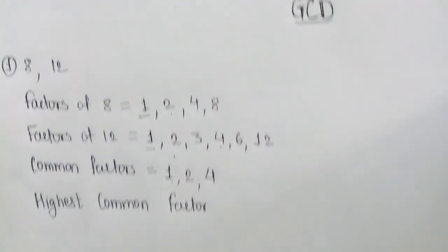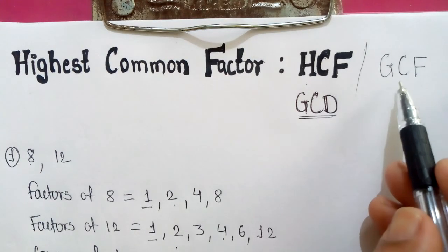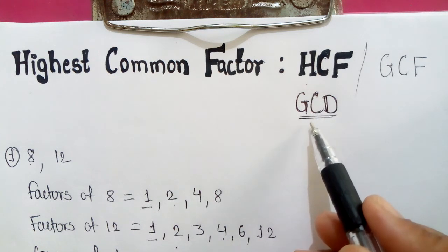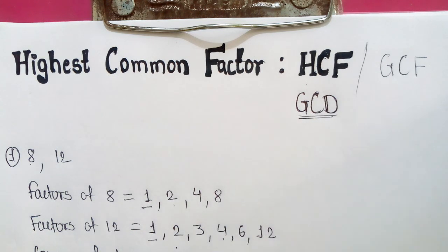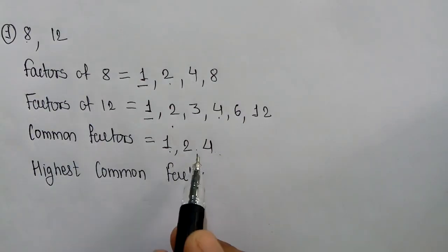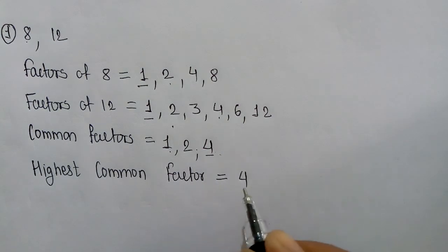Highest common factor, HCF. Here I have written GCF also, meaning greatest common factor, you can say that also. Otherwise we also say GCD, which is greatest common divisor. Okay, so we will find the highest common factor from this. Which one is highest? Yeah, 4 is highest. So the highest common factor is 4. Means the maximum possible length of each piece of rope is 4 meter. Simple. So you got it? That is why we find the HCF or GCD.